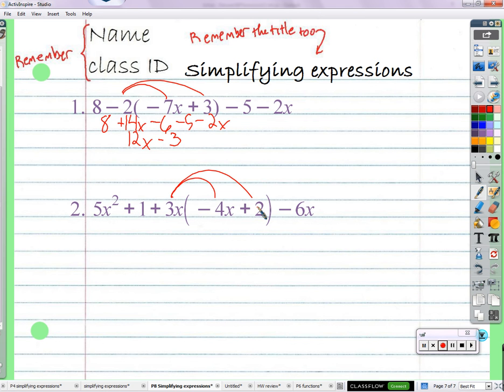Distribute 3x: 5x squared plus 1, minus 12x squared plus 6x, minus 6x. The last two cancel each other out. I should combine the 5x squared and the 12x squared. 5x squared minus 12x squared is negative 7x squared plus 1. Yes, I got that right. Good for you.